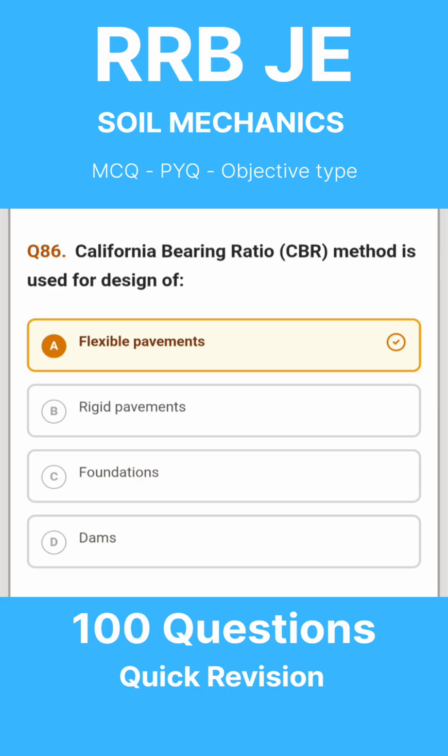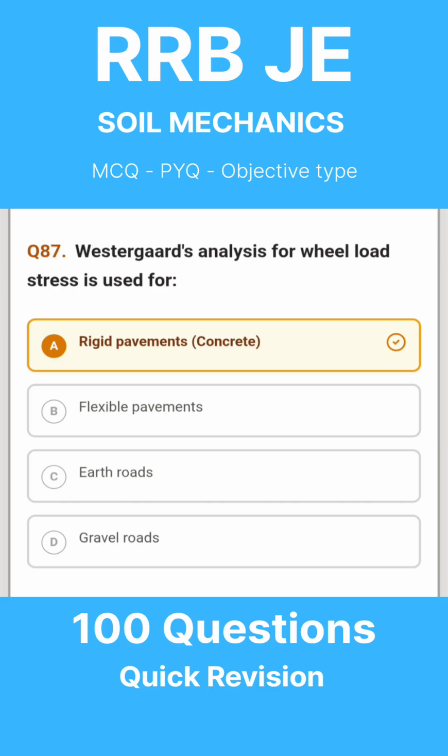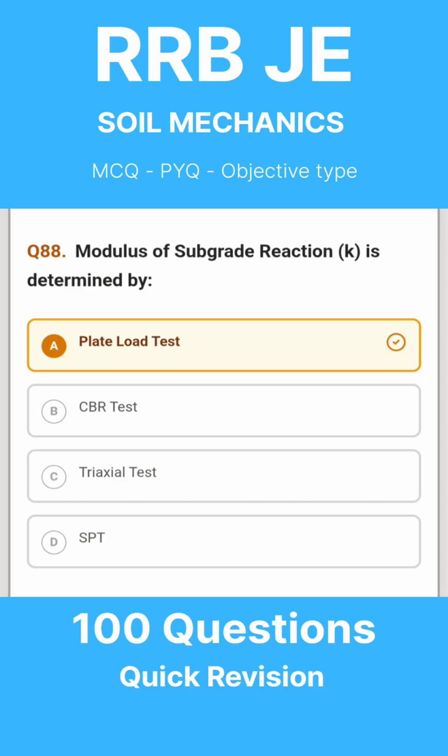Question 86. California bearing ratio (CBR) method is used for design of? The correct answer is flexible pavements. Question 87. Westergaard's analysis for wheel load stress is used for? The correct answer is rigid pavements, concrete. Question 88. Modulus of subgrade reaction K is determined by? The correct answer is plate load test.